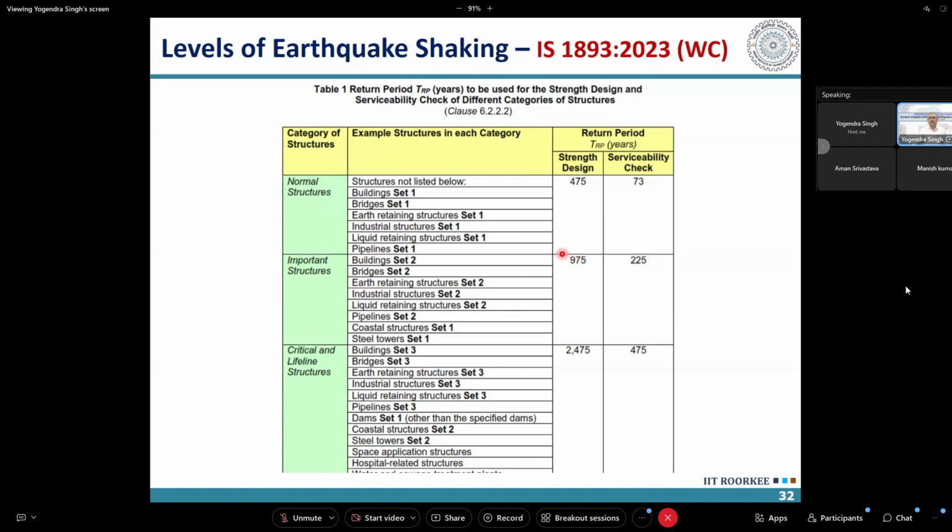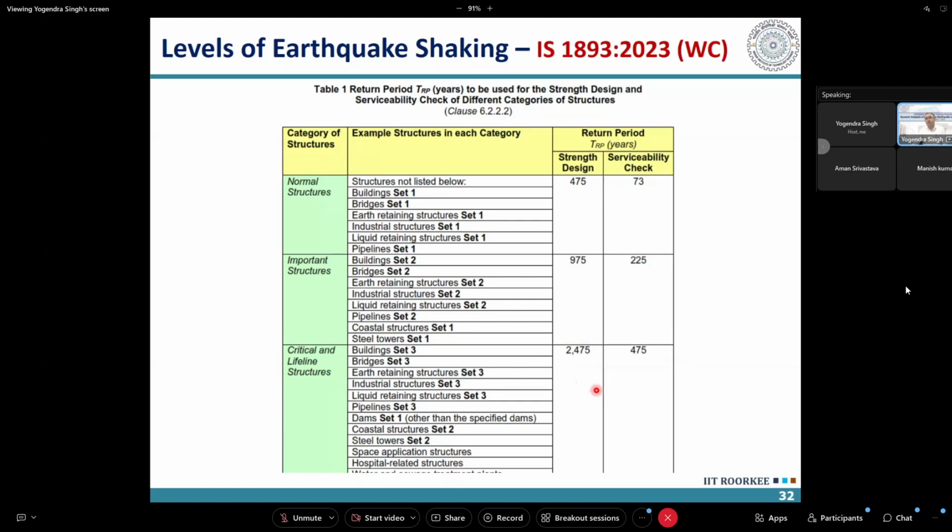So you can see that now it will become at par with ASTO. The ASTO code is also designing for 975 years. Our code is also suggesting 975 years. And the serviceability earthquake here will correspond to a 225 years return period. Even more important buildings, critical buildings, are to be designed for a return period of 2475 years and a serviceability check at 475 years. These are important buildings, lifeline buildings and dams. Bridges of set 3, very important bridges, will be designed for MCE.